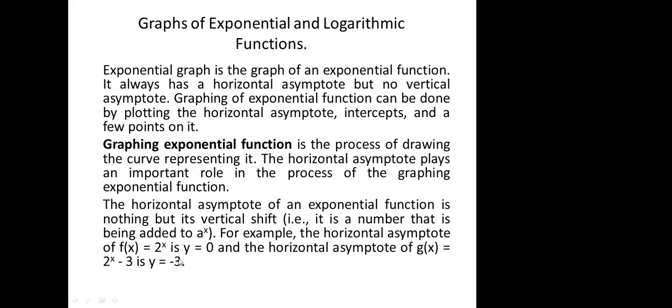For example, the horizontal asymptote for f of x equals 2 to the x is 0, but when we have g of x, for example, 2 to the x minus 3, when we have this number here, then the asymptote... when there is no number added, the asymptote is y equals 0, the line, and when we have a number, then the asymptote will be y equals minus 3. This is really important for how to find the horizontal asymptote. It's really easy, but you just need to know this rule.